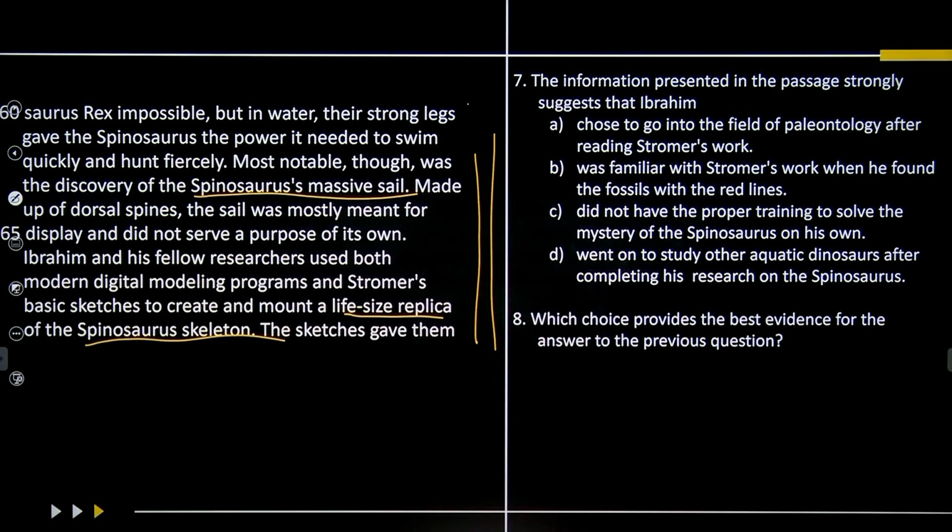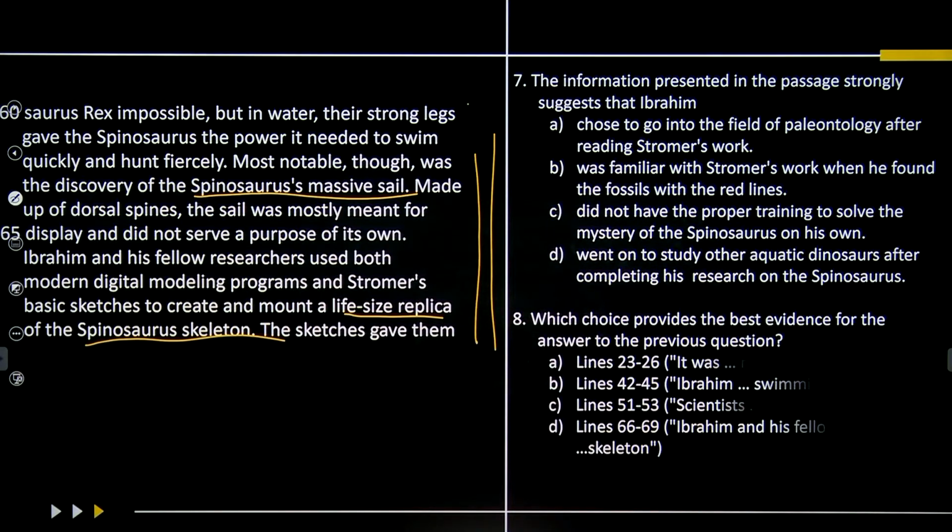Which choice provides the best evidence for the answers to the previous question? So your luck starts, and you have got the line numbers. Once you have got the line numbers, what you have to do is go to the lines, check your answers and find the right answer, and then check the previous question's answer too. So that makes your work easy.